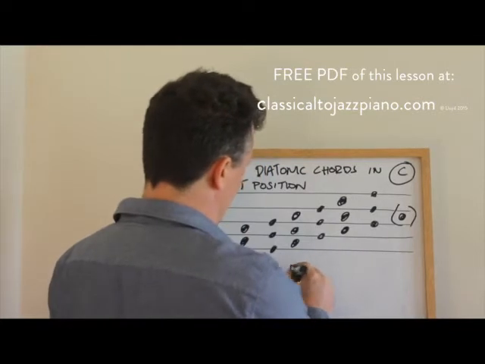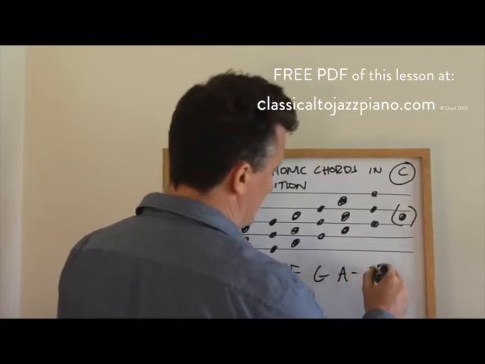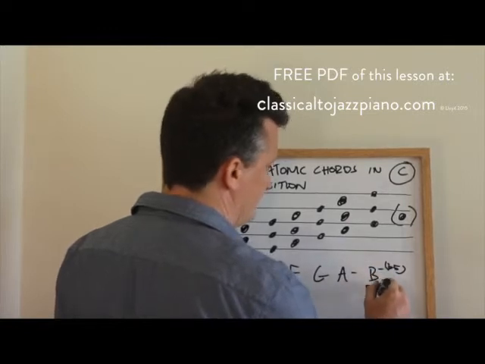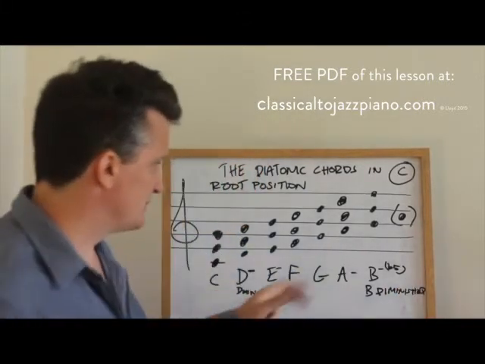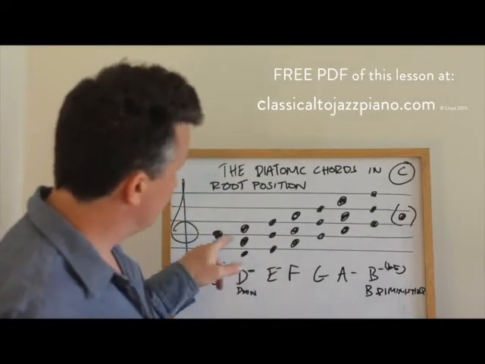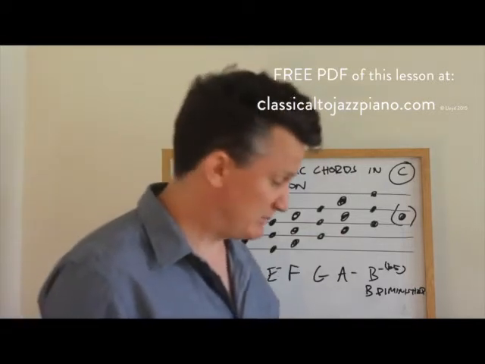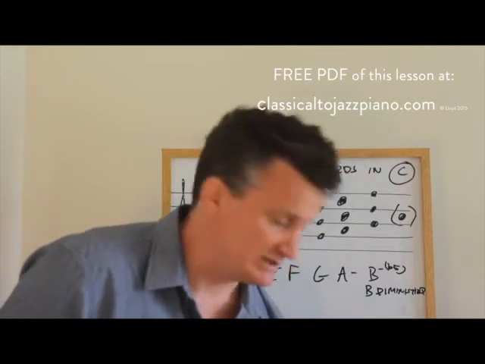So let me finish writing these in. You've got F, G, A minor, then B minor with a flattened fifth, or another thing that could be called B diminished. We're going to worry about him a bit later, but today we're just going to look at these six chords, 1, 2, 3, 4, 5, 6. This is what they sound like when you play them: C, D minor, E minor, F major, G major, A minor, and the last one's B diminished.